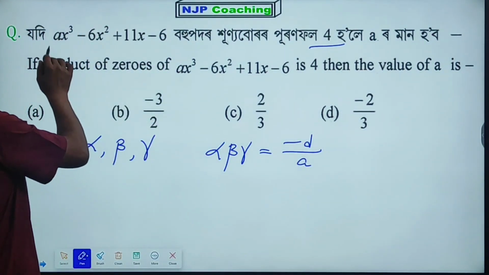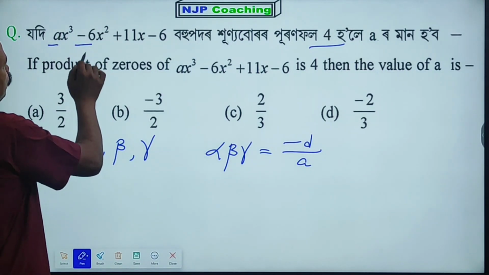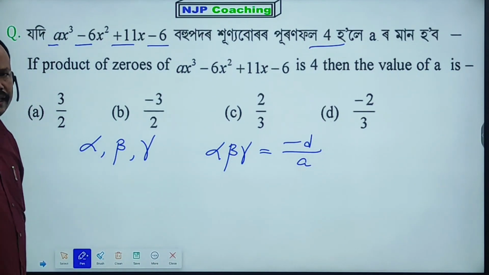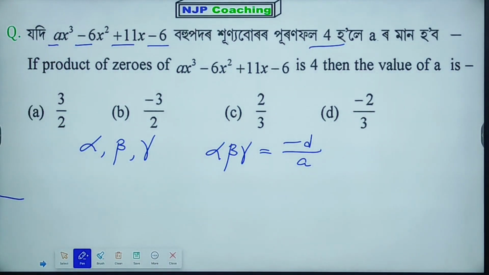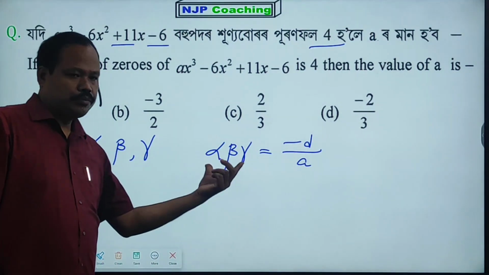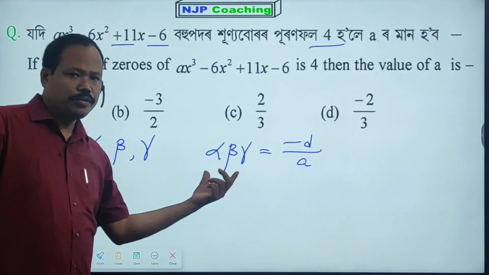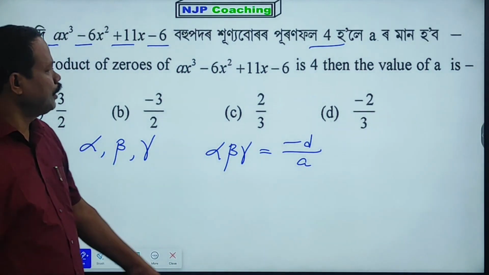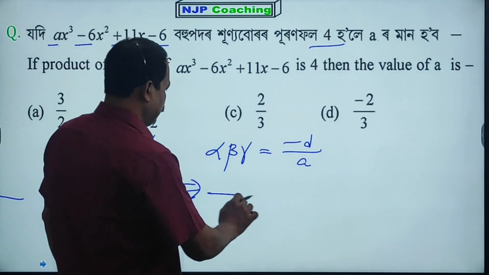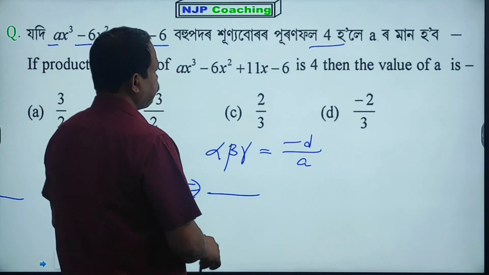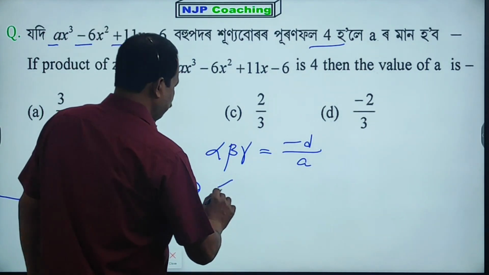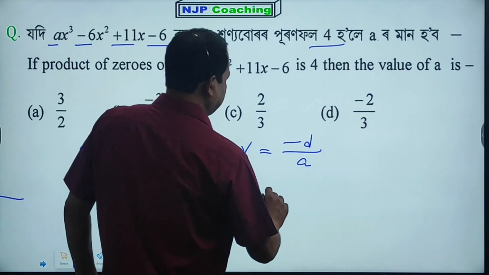D means this one a, this one b value minus 6, c value plus 11, d value minus 6. If I compare, then this is minus d by a and the product of the zeros is given as 4. So now from this, what can we find out? Alpha beta gamma is given 4, and minus d by a.